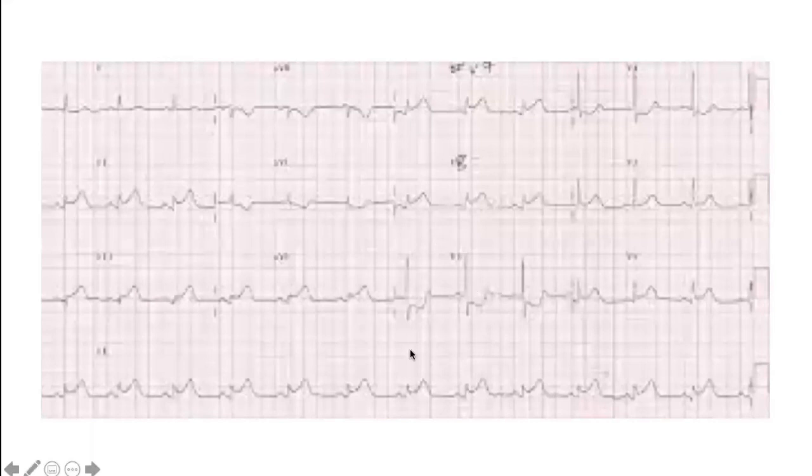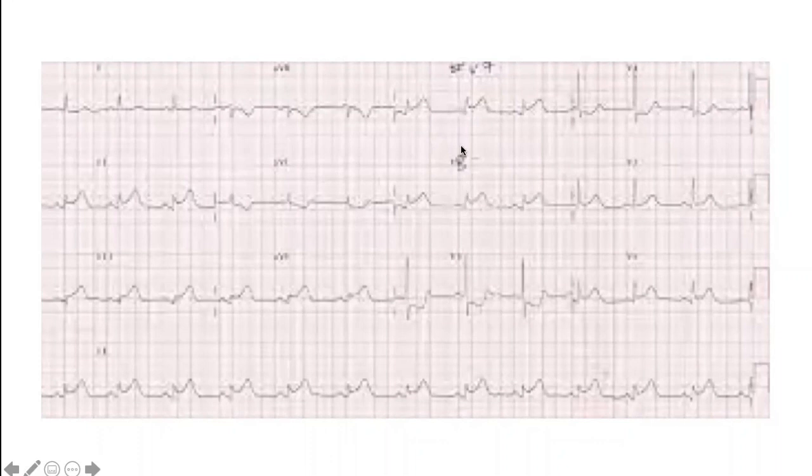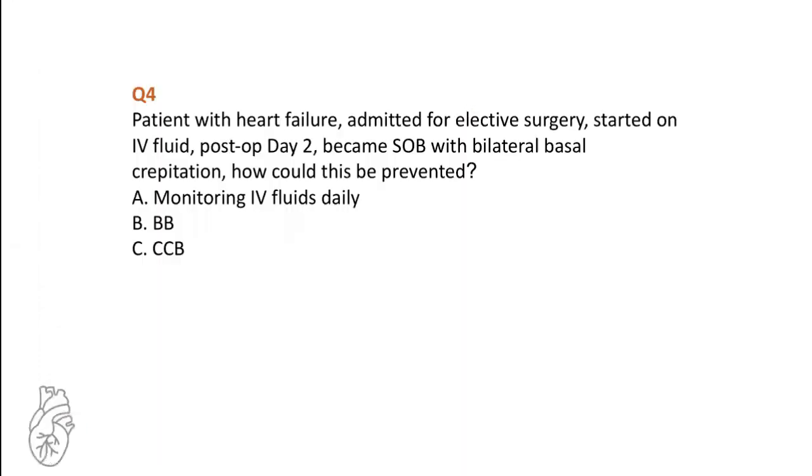This one, it's not clear, but I just want you to look at lead V1. When you see an R wave in V1, this is posterior MI until proven otherwise. So anything in V1, if you get ST elevation or R wave, that's posterior MI until proven otherwise.